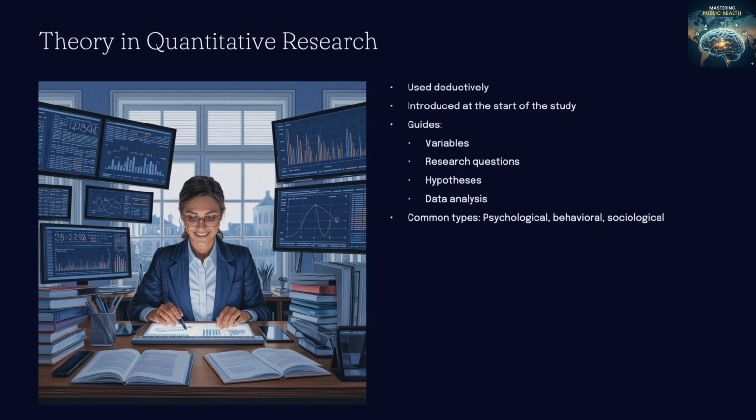Theory in quantitative research. Definition of theory. Kerlinger, 1979, defines theory as a set of interrelated constructs, variables, definitions, and propositions that presents a systematic view of phenomena by specifying relationships among variables with the purpose of explaining natural phenomena. Theory in quantitative research helps to predict outcomes, specify variables, and guide hypothesis formation and testing. It's often presented as a theoretical framework or rationale.